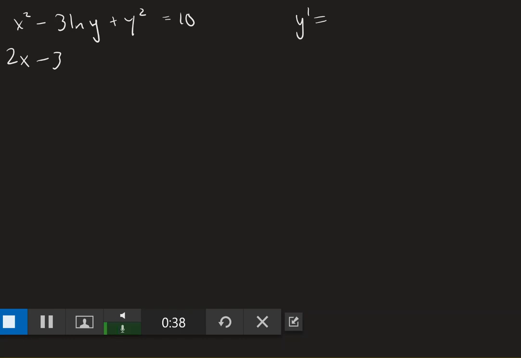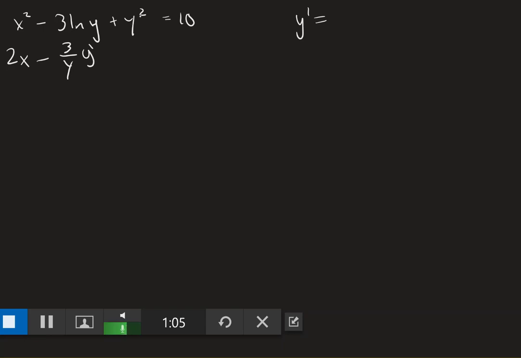Okay, the derivative of 3 natural log of y would be 3 times 1 over y, or 3 over y. But this time I'm taking the derivative of y with respect to x, so I need my dy/dx. Or I guess if I put y prime here, I should be consistent and say y prime there.